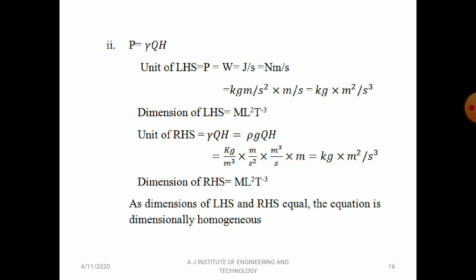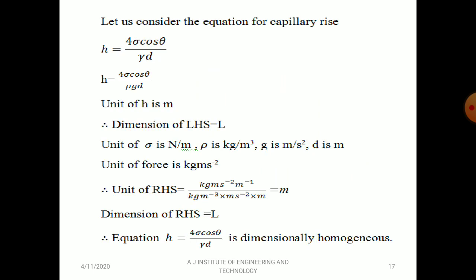Now unit of RHS, that is gamma QH. Gamma can be replaced by rho g, the specific weight, so rho g QH. Unit of rho is kg per meter cube. Unit of g is meter per second square. Unit of Q, as I already told, that is discharge, is meter cube per second. Unit of h is meter. So overall unit becomes kg meter square per second cube. Therefore dimension of RHS is M L square T to the power minus 3. As dimensions of LHS and RHS are equal, the equation P equal to gamma QH is dimensionally homogeneous. Next, let us consider one more equation, that is for capillary rise.